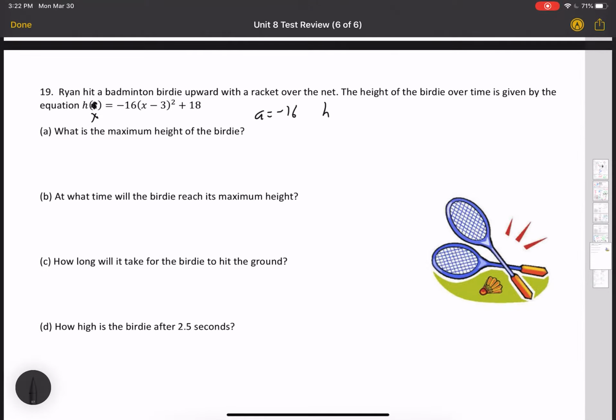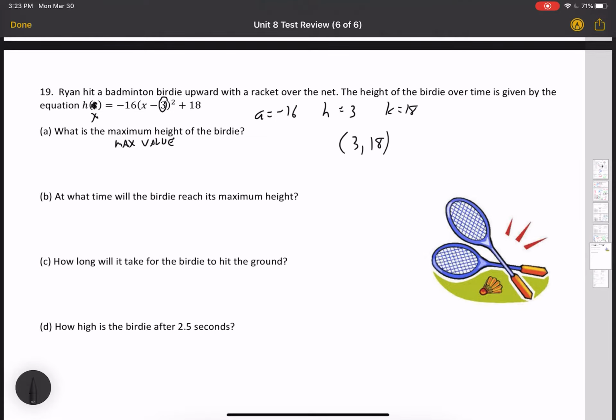our h value, which is the opposite of what's in the parentheses or what follows the subtraction sign, and our k value. Okay? And because in most of these application problems, the vertex is going to be one of the questions. Well, as a matter of fact, the first one says, what's the maximum height of the birdie? So that's the max value, which is the y-coordinate of the vertex.